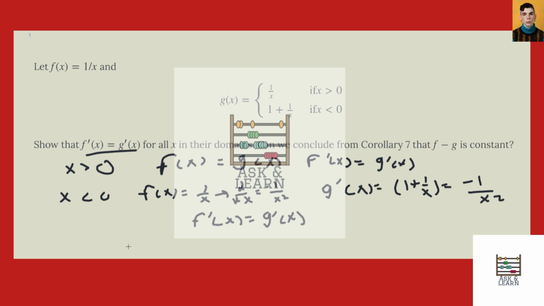So first of all, the big problem here is that we don't have an interval for g of x. So we can't really apply corollary 7 without a certain interval. So technically we cannot conclude that f minus g is constant. So no. It may be, but we can't assume that with what we're given. So no.